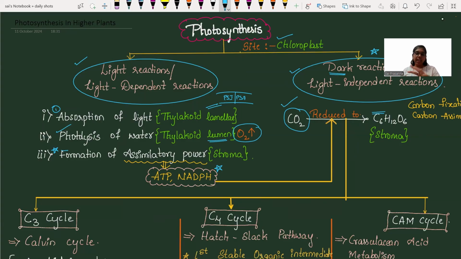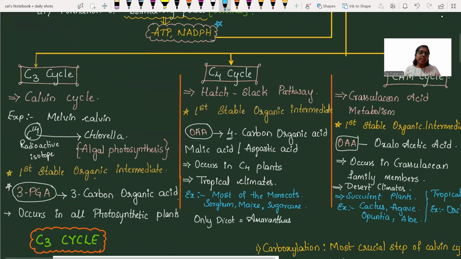This takes place in three cycles. One is the C3 cycle, the C4 cycle, and the CAM cycle. The C3 cycle is also called the Calvin cycle, named after the scientist Melvin Calvin, wherein he utilized C14, which is a radioactive isotope, on an alga called Chlorella and conducted algal photosynthesis, wherein he discovered that the first stable organic molecule formed is a 3-carbon compound, that is 3-phosphoglyceric acid. That is why it is called the C3 cycle, as the first stable compound formed is a 3-carbon compound. And this C3 cycle takes place in all the photosynthetic plants.